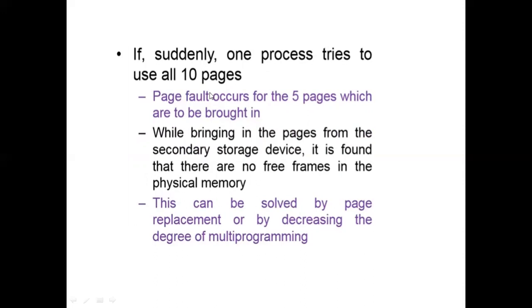Page fault occurs for the 5 pages which are to be brought in. For every other 5 pages, if you have to get them from the disk, then there is a page fault. So 5 page faults for each process. How many times will a page fault occur? 5 into 10, so 50 times the page fault will occur. While bringing in the pages from the secondary storage device, it is found that there are no free frames in the physical memory. This can be solved by page replacement or by decreasing the degree of multiprogramming.